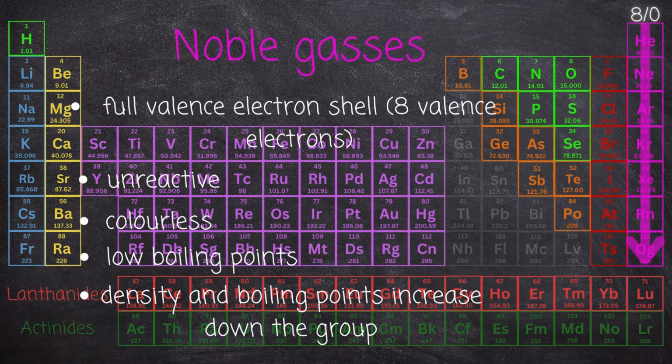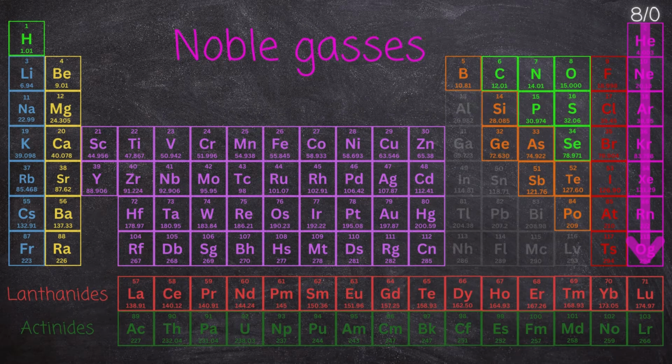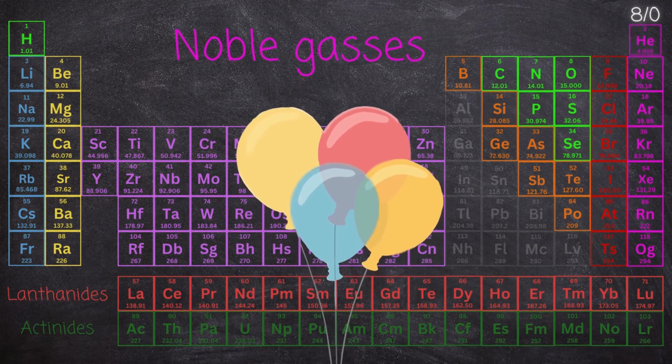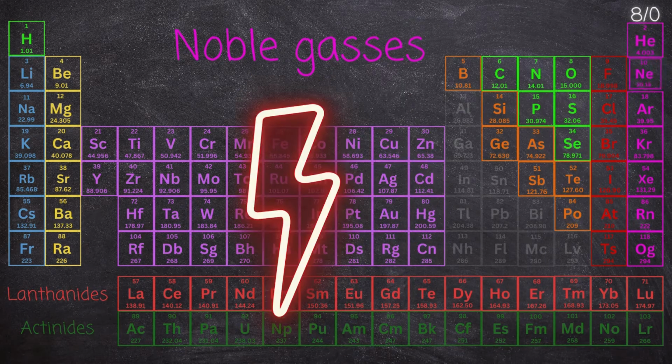Because noble gases are unreactive, they can be used in the following ways. Helium, being of very low density, is used to fill balloons. Neon is used in advertising sign lighting since neon has a glow when electricity passes through it.